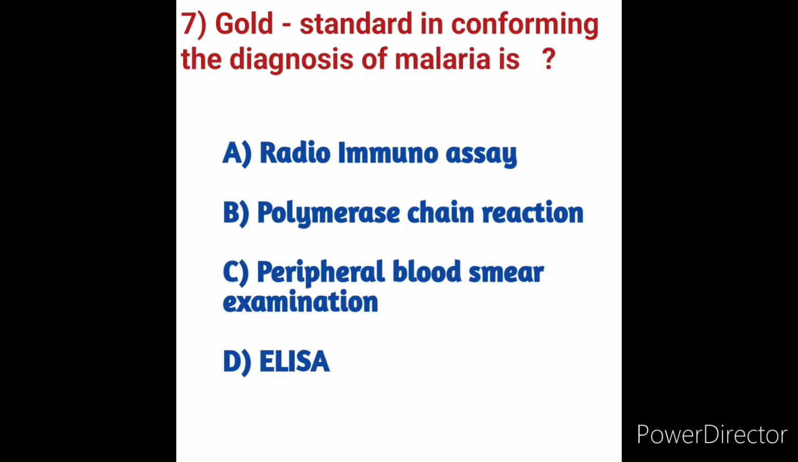Gold standard in confirming the diagnosis of malaria is. What is the gold standard in confirming malaria diagnostic test? We will see here the options. Option A, radioimmunoassay. Option B, polymerase chain reaction. Option C, peripheral blood smear examination. Option D, ELISA. The word ELISA means enzyme linked immunosorbent assay.